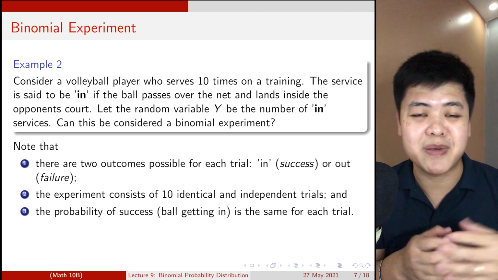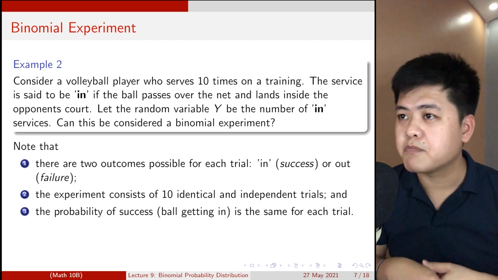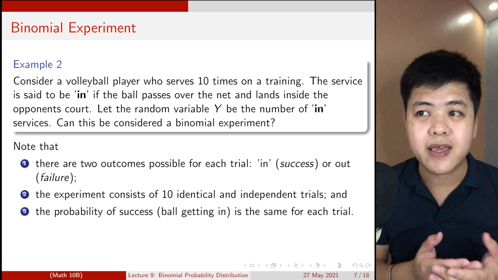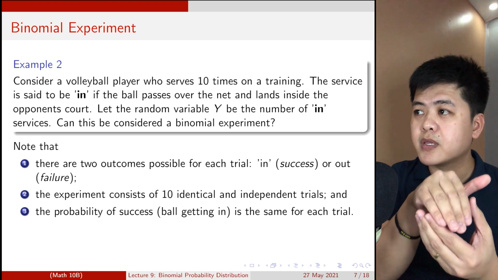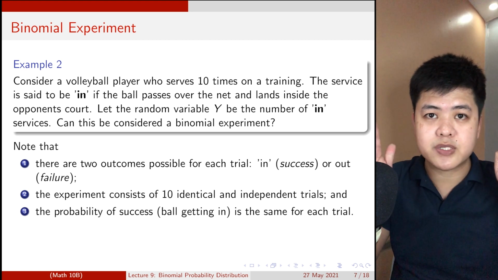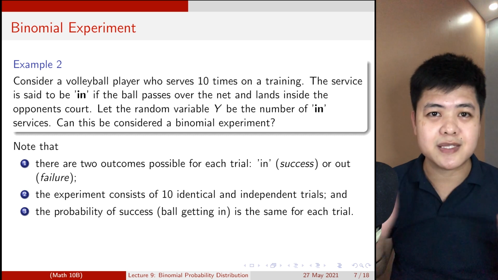Tumama dito, tumama sa isang space, tumama sa poste ng net, something like. But for this case, we'll just consider one outcome. In this case, we call it in. If it went over the net and it lands inside the opponent's court. So, kailangan pasok siya dun sa mga antenna, went over the net and inside. So, that's in. Otherwise, it's outside.